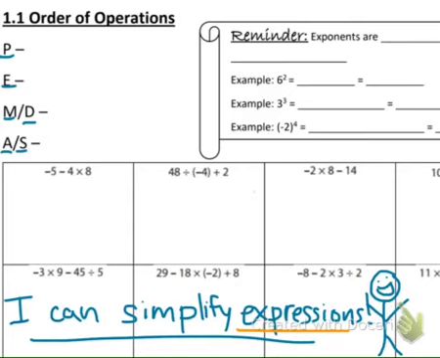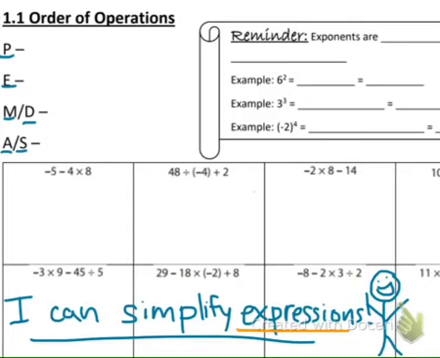So an expression, which I've underlined in orange, would be these things. So negative 5 minus 4 times 8, 48 divided by negative 4 plus 2, and so on. Those are all examples of expressions. And we can simplify those, so make them smaller, or make them into one number using this order of operations.